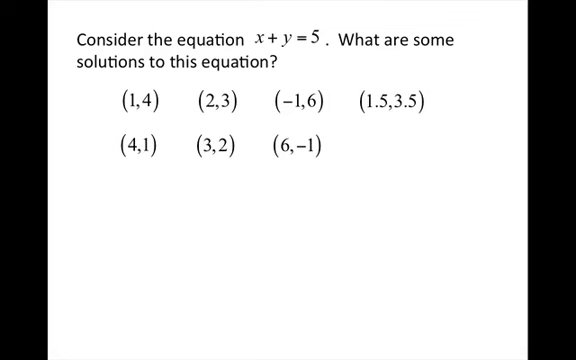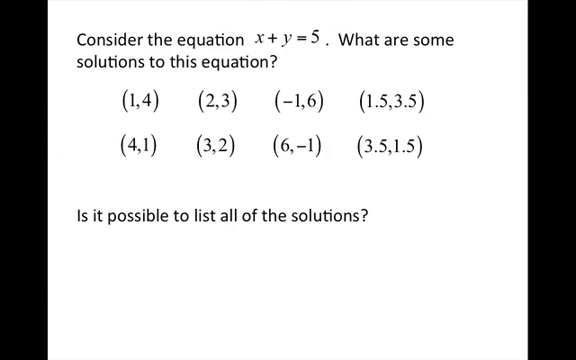I can also use decimals. X could be 1.5 and y could be 3.5. These add to give me a 5. And then I could also reverse those. So then we ask, especially with the negatives and the possibility of using fractions and decimals, is it possible to list all of the solutions? And the answer would be no. I could keep using the negative values and the fractions and decimals forever and never list all of the possible answers.